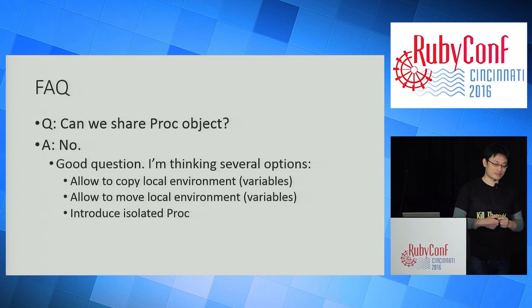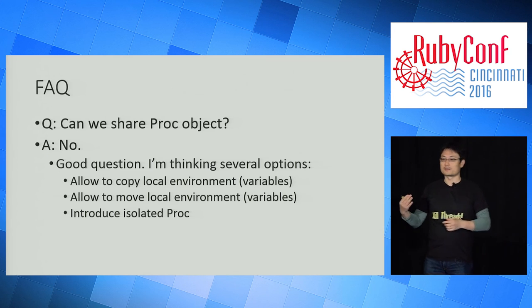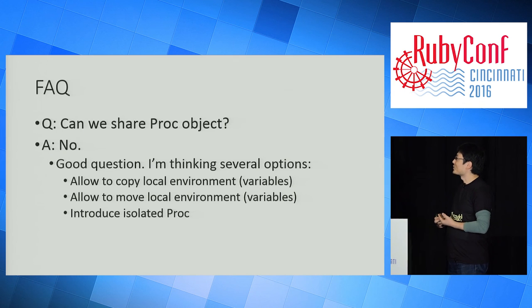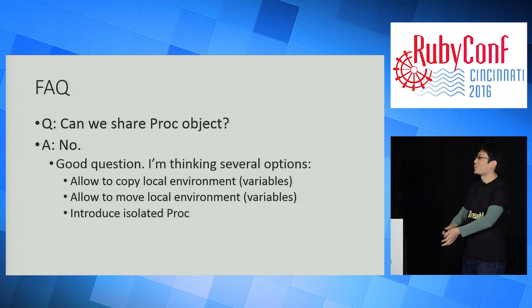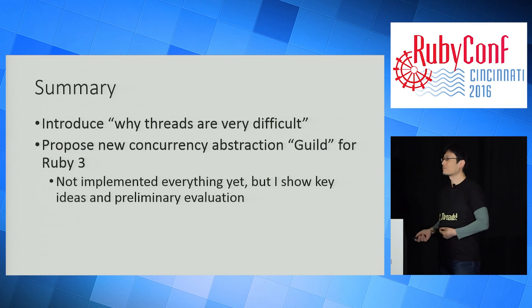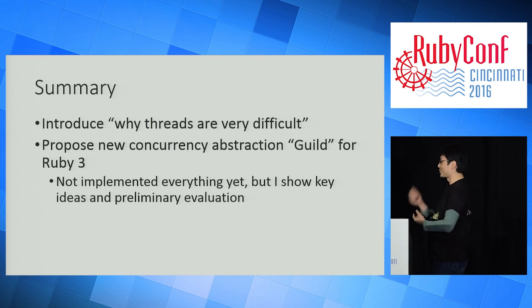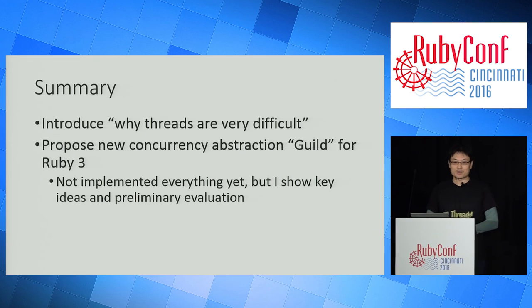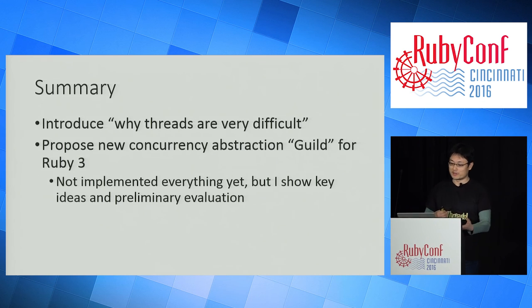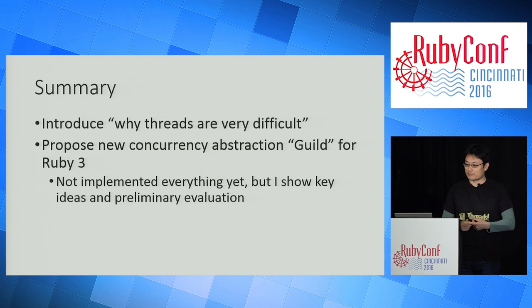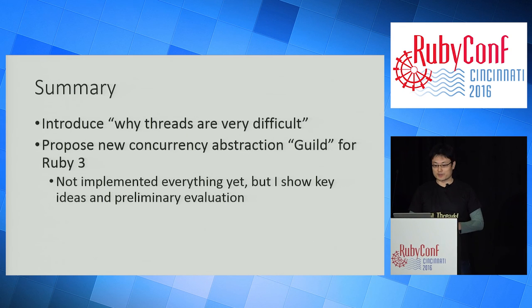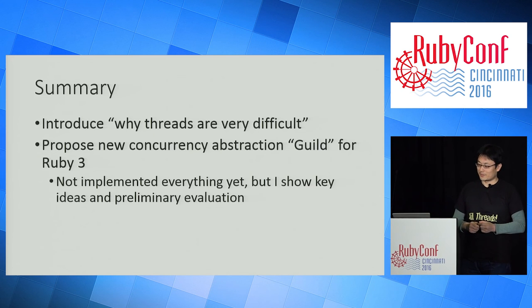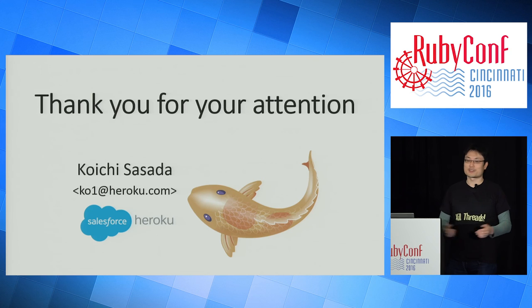As I show, there are many unsolved, not finished problems. That's why we want to try to make this model for Ruby 3. So today I showed you why thread programming is very difficult, and I showed our proposal, Guild, for Ruby 3. It's not implemented yet, but I showed key ideas and some questions and the current answers. So this is over, thank you so much.